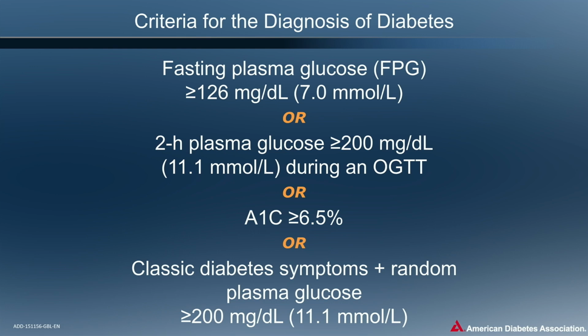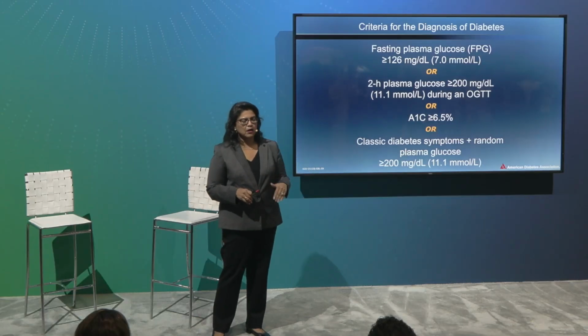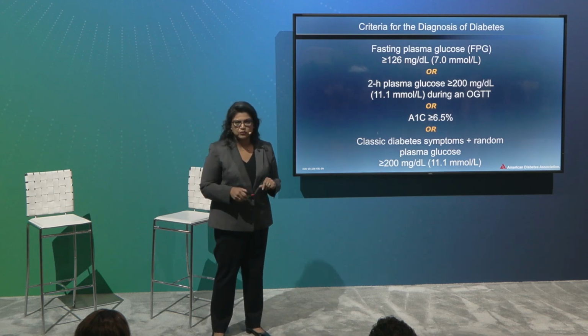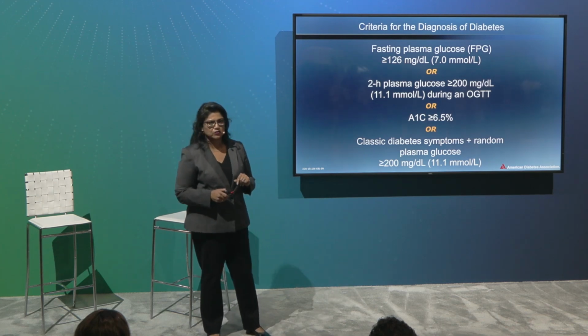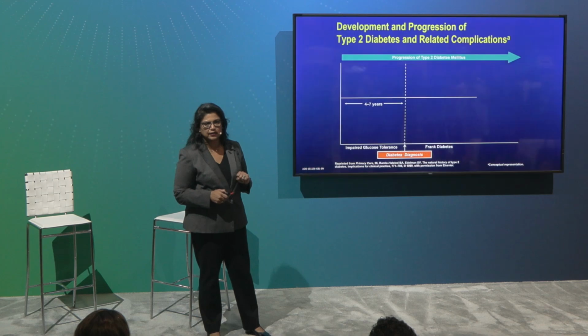What I need to tell you is that the recommendation is you do 2 confirmatory tests, particularly in the asymptomatic group, just to confirm, and that goes for the prediabetes criteria as well. Again, these are ADA guidelines.